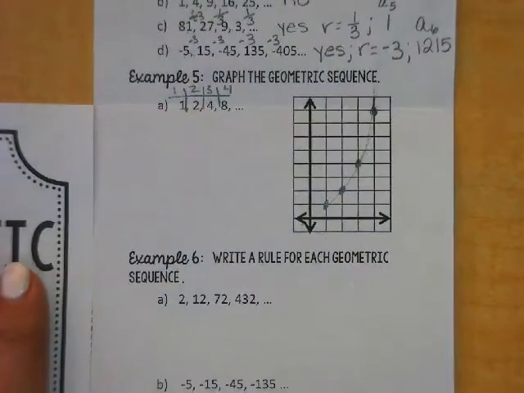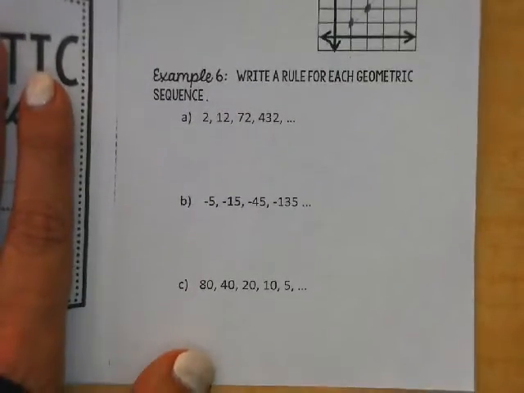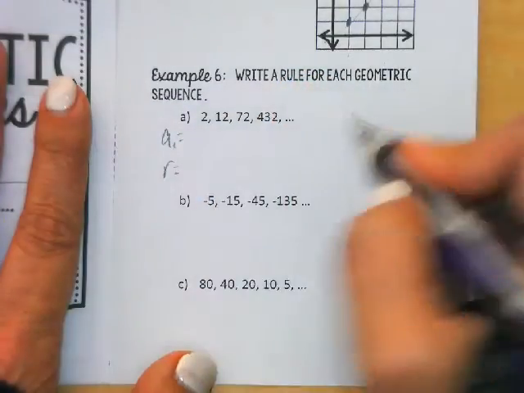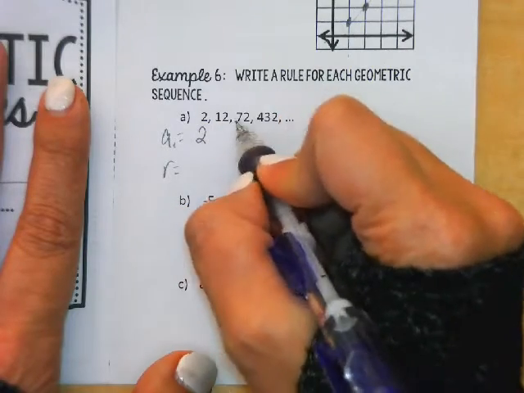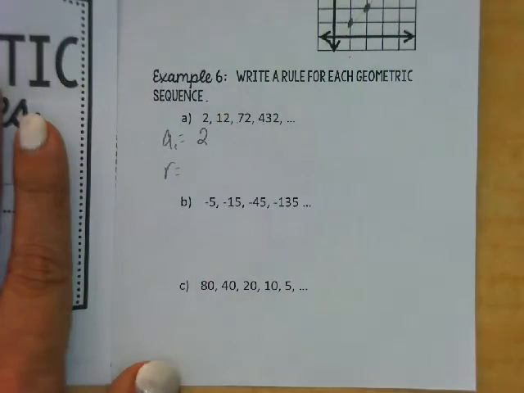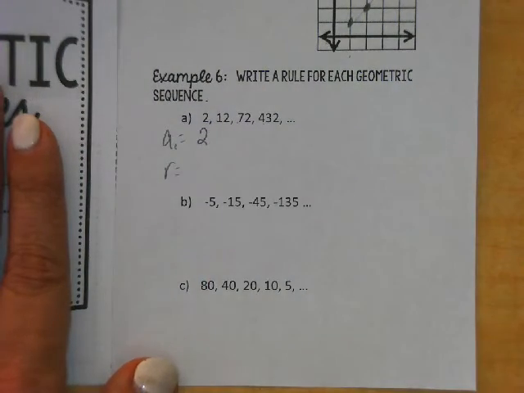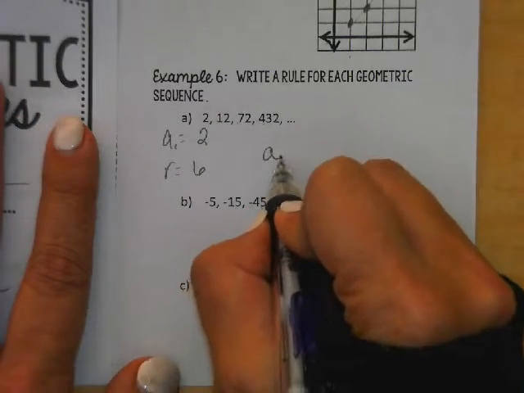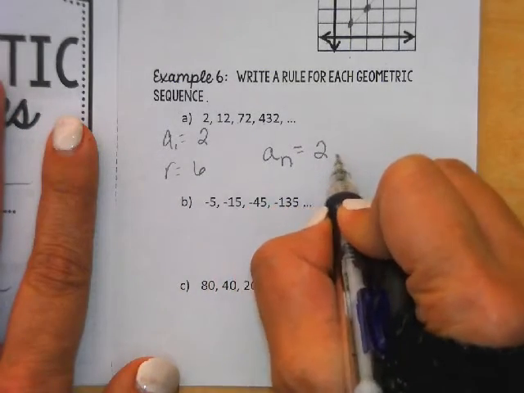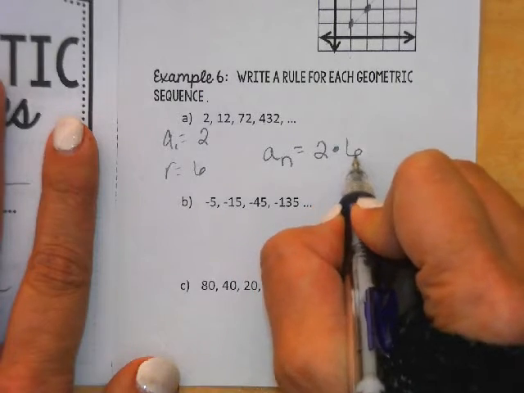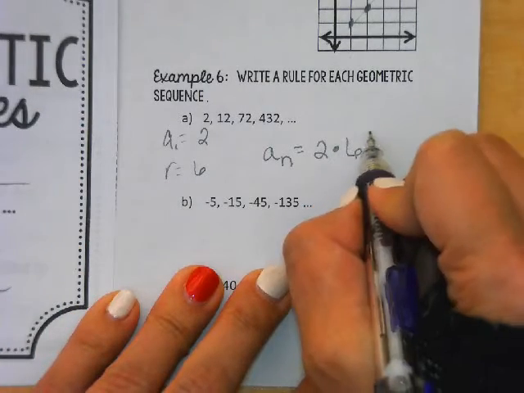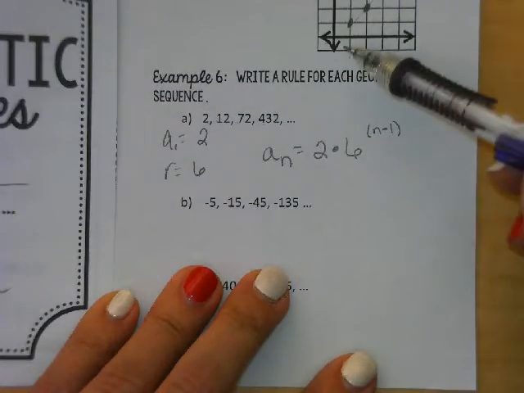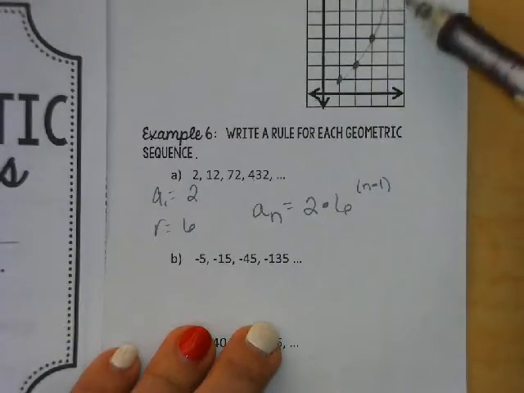This last piece says we're going to write our rule. So again, you need your a sub 1, but now you need your R. So our a sub 1 is 2. What's our ratio here, common ratio? 6. So here is how it gets written because we need to practice this. A sub n equals 2 times 6, and your n minus 1 is an exponent. That's actually what we're going to learn about in this unit, that's what gives us the curve.